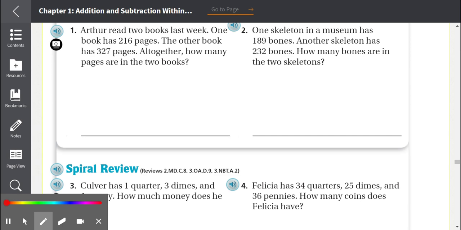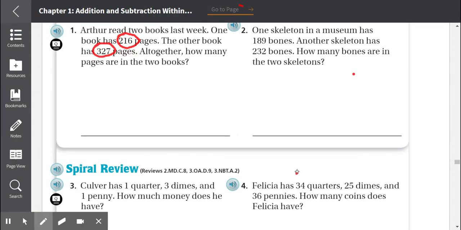So let's start by circling our important numbers and keywords. So Arthur read 2 books last week. And one book was 216 pages. The number of the books doesn't matter. So it was 2 books. One of them was 216 pages. The other book was 327 pages. Altogether, how many pages are in the 2 books?